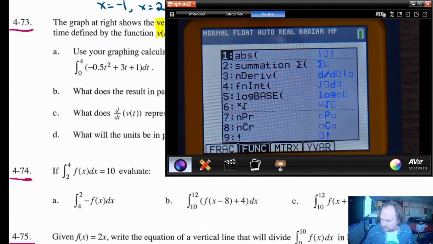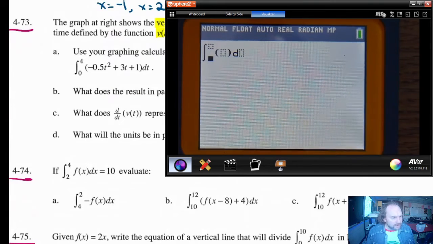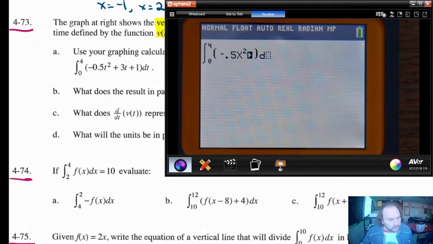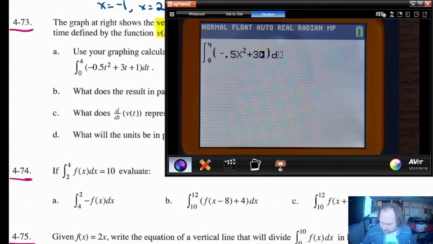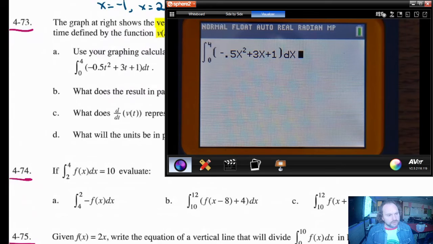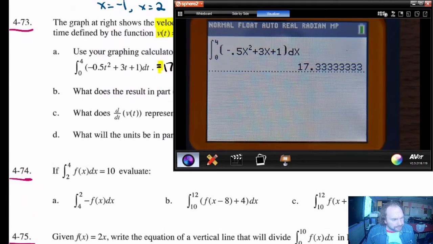Alpha F2 is going to bring up this menu. You want to select Fn int, and you can go ahead and fill in all the spaces. 0 to 4 of -0.5x squared plus 3x plus 1 with respect to x. I'm actually not sure if you could use t there if you wanted to and then put dt in there. It would probably still work, but 17.3 repeating, or 17 1/3 if you want to be so particular, which is cool.